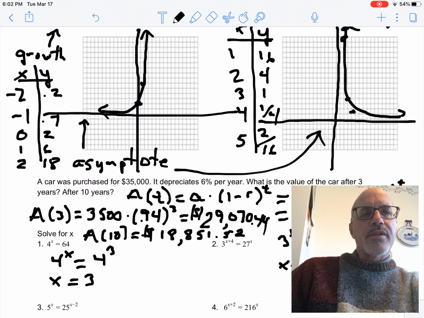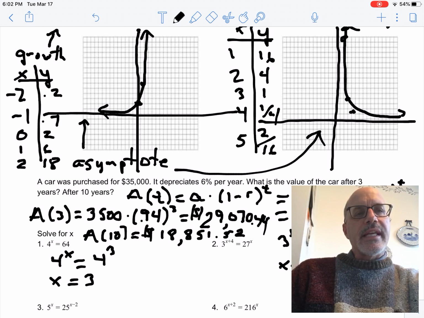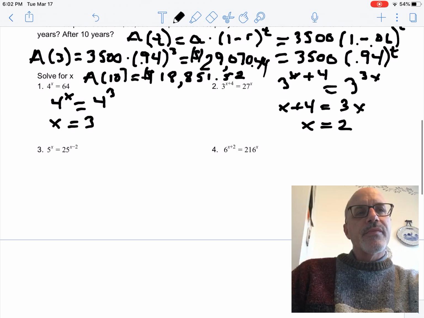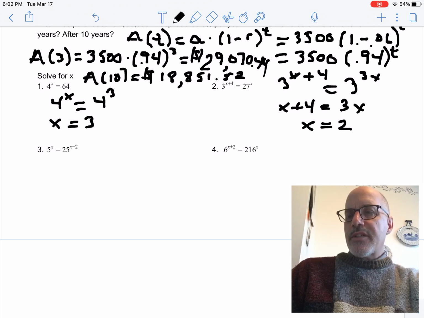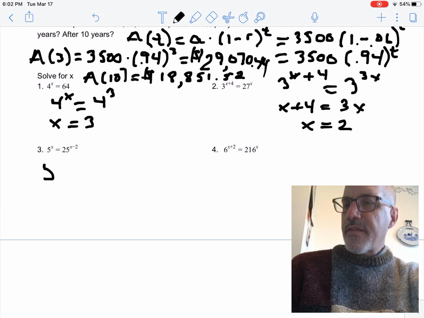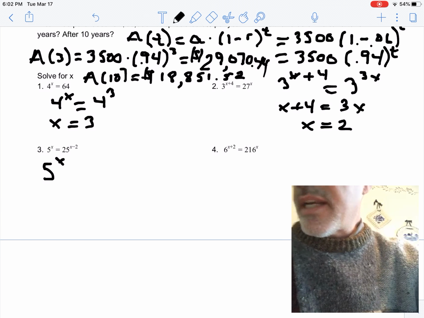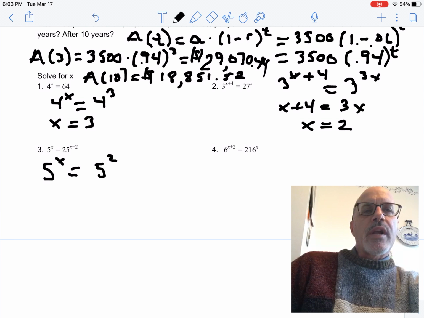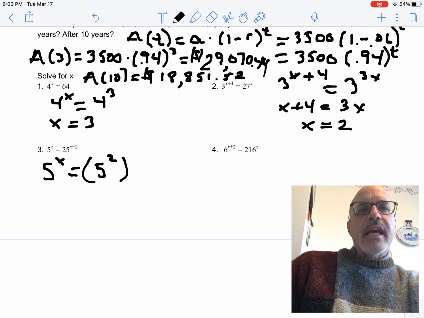I'll scroll up here so you can see the work on that one. If you need to, you can pause the video to catch up to what it says here. There you go. All right, the next one is 5 to the x equals 25 to the x minus 2 power. So we'll make that 25 into 5 squared to the x minus 2 power.